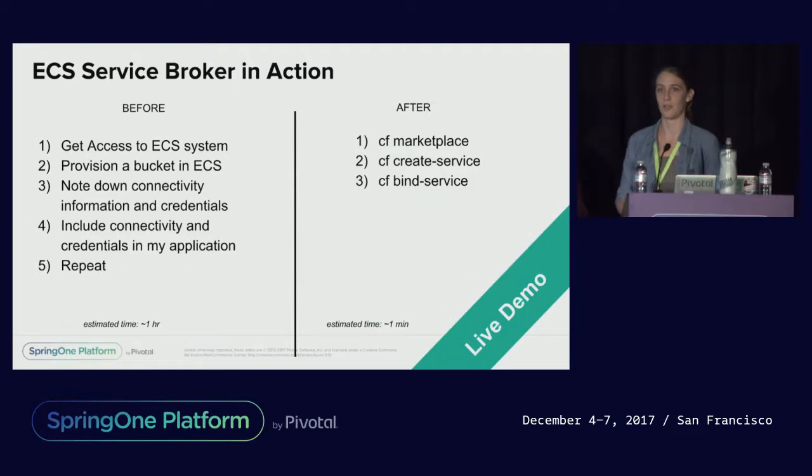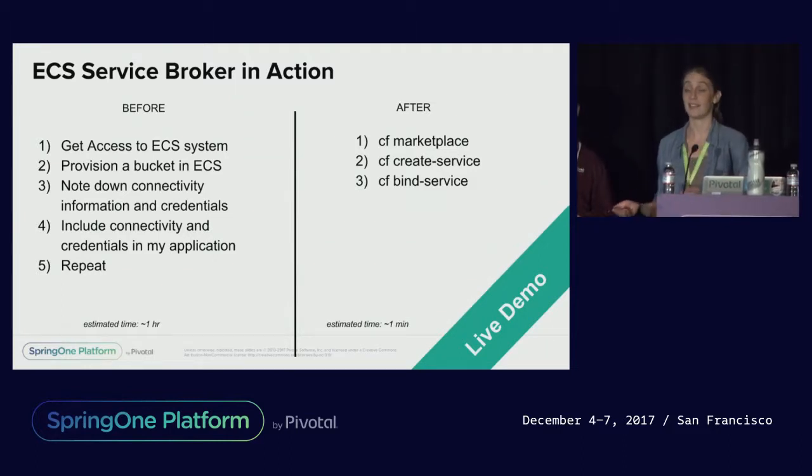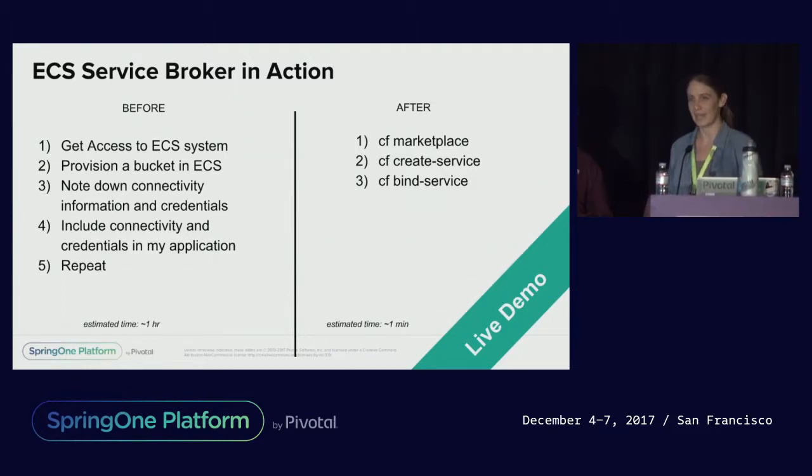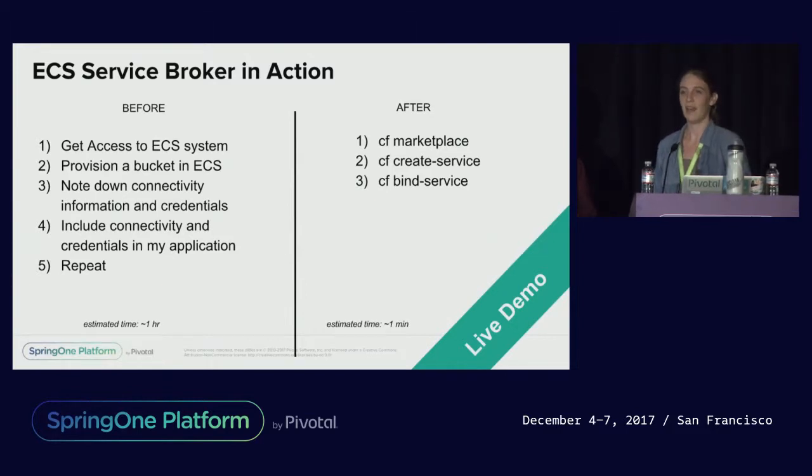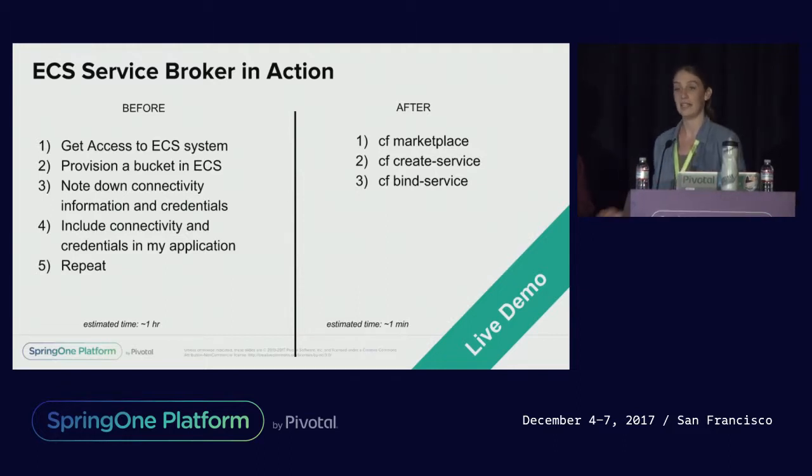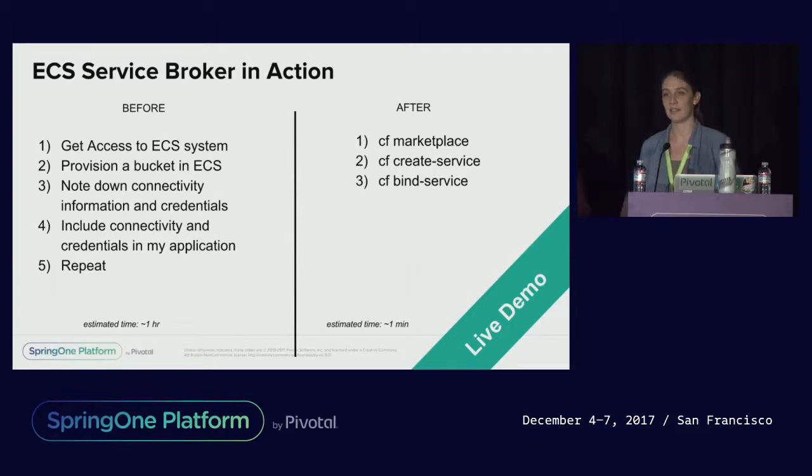First, we may need to work with a storage or systems admin to gain access to that system. We're going to need to pre-provision any resources in ECS, like S3 buckets, namespaces, or whatever we want our application to utilize. And we need to note down all the different URLs, credentials, and connectivity parameters that our application will need to connect to that service. Then we need to bring it into our application in order for it to run.